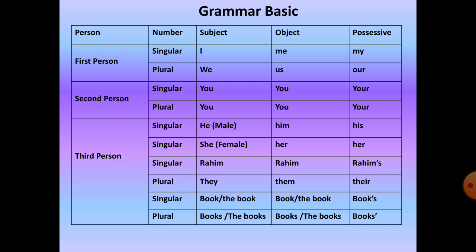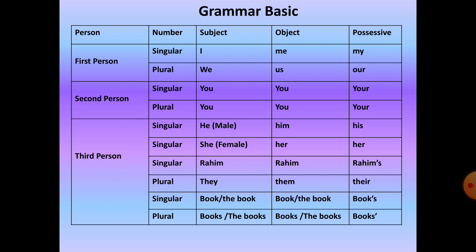When it indicates a boy or a male, we use he, and she for a girl or a woman, or a female person. If they become plural, then we use they. Now anything that refers to one thing, we call it third person, like Rohim, the place. Here are some other examples: book, the book, singular; books or the books. This is all the form of the subject.